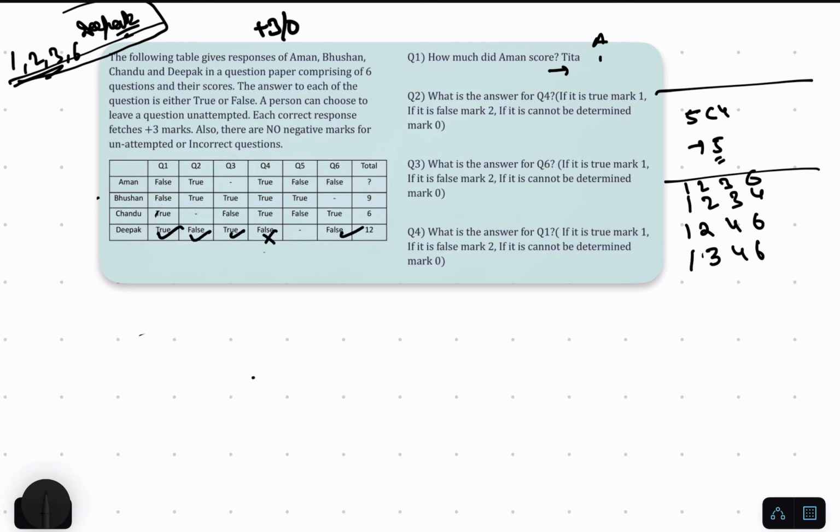Okay, so now let us write the correct answers for each. For 1 the correct answer is true, for 2 the correct answer is false, for 3 the correct answer is true, for 4 the correct answer is false is wrong, so this is true. For 5 we will come to this later on. For 6 the correct answer is false.